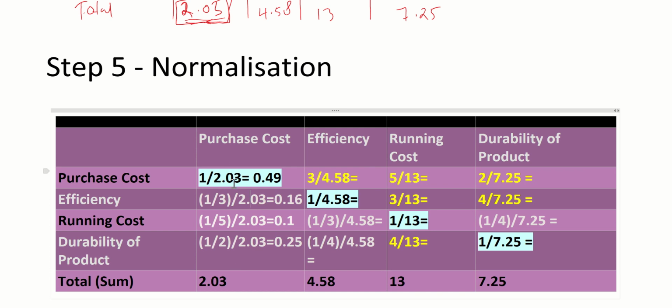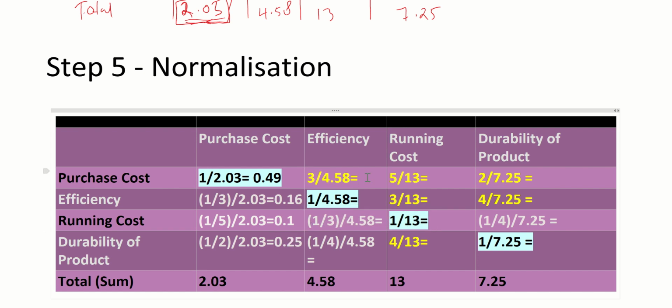So 2.03, 1 divided by 2.03, that will give me 0.49. And I do that for the remainder of the values in the column. And you should be getting these values: 0.16, 0.1, and 0.25.